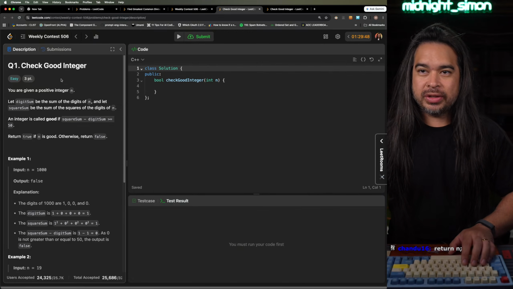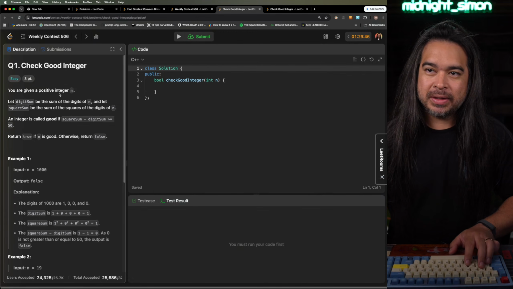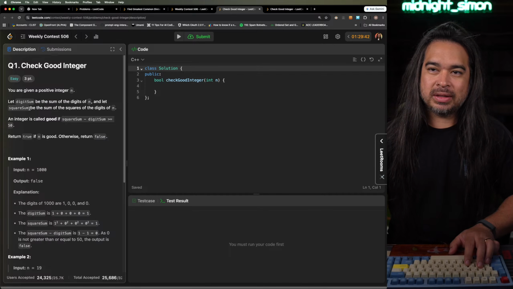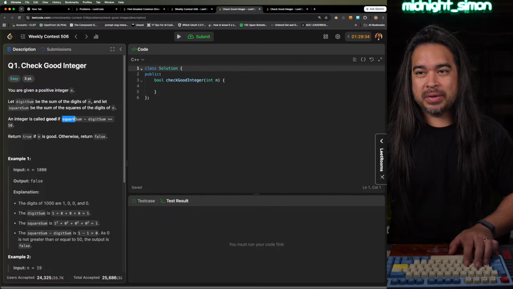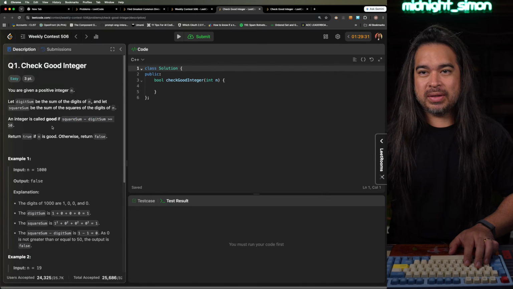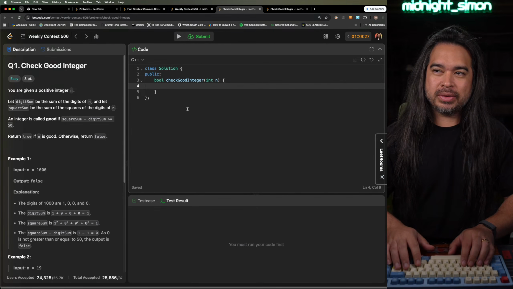All right, check good integer. You're given a positive integer n. Let digit sum be the sum of the digits of n, and let square sum be the sum of the squares of the digits of n. An integer is called good if the square sum minus digit sum is greater than or equal to 50. Return true if it's good, otherwise return false.